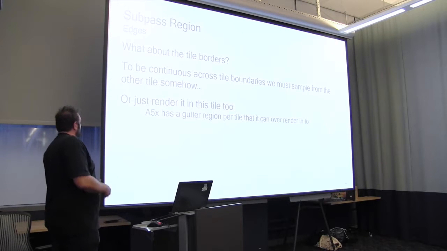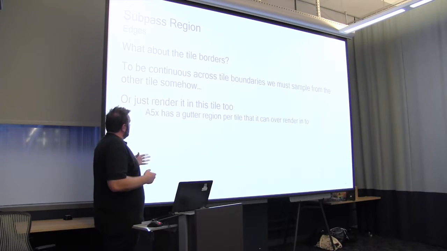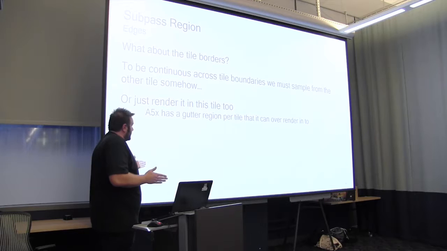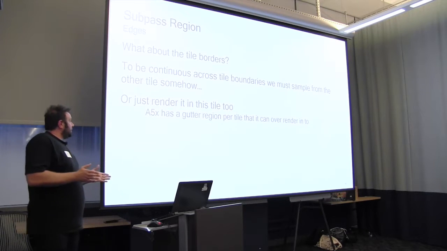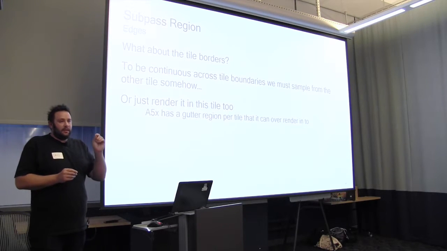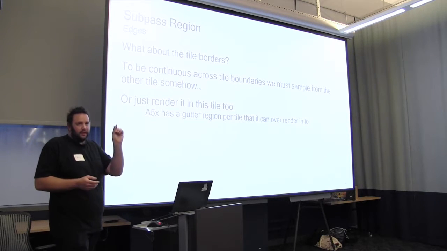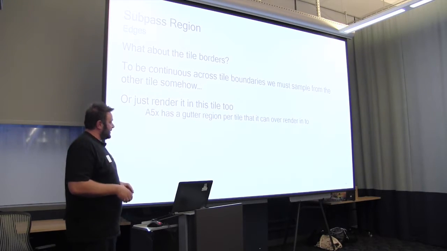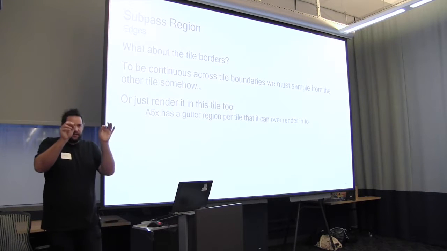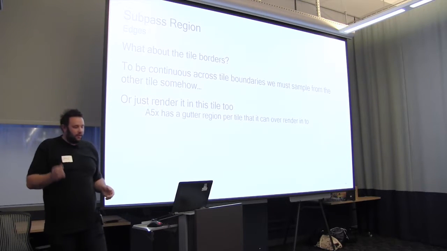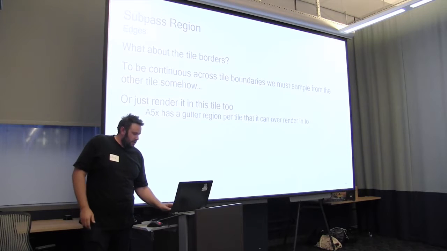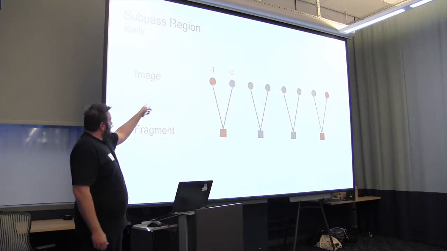This is what I've just sort of discussed. So basically we need to sample from the tile next to it, or what we can actually do is just render those pixels from the other tile again. So you do double the work across those borders. A5X has this gutter region that can actually be configured to render those little pixels outside of the tile. So now we can sample outside of that region.